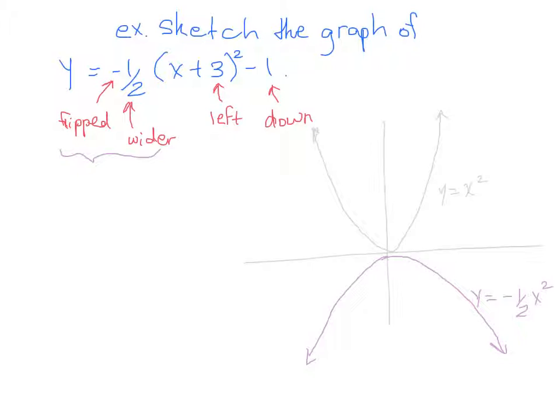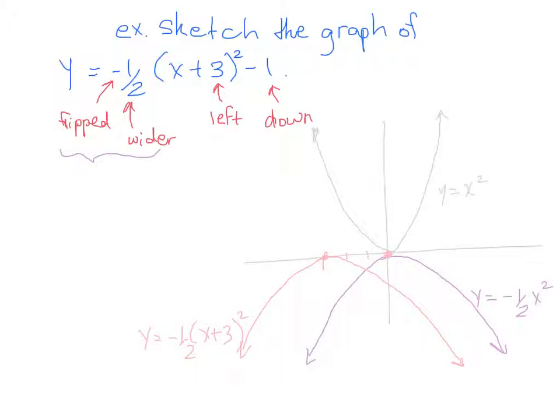I'm going to make the color slightly brighter because we're getting closer to the answer. So the vertex is 0, 0 right now. 1, 2, 3. Now that's the new vertex. The shape stays the same as my light purple graph. And that is not the answer yet. That's the graph of y equals negative a half times x plus 3 squared.